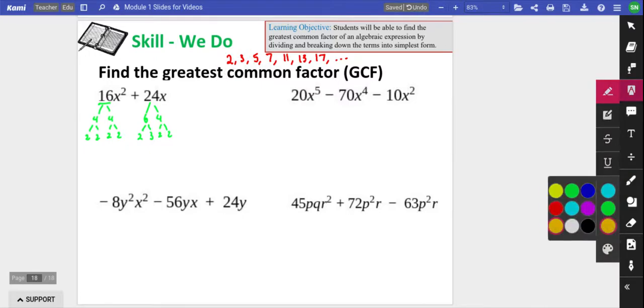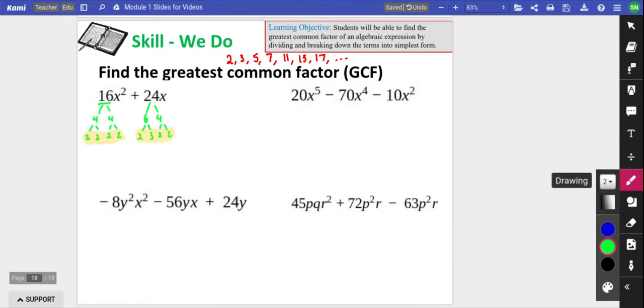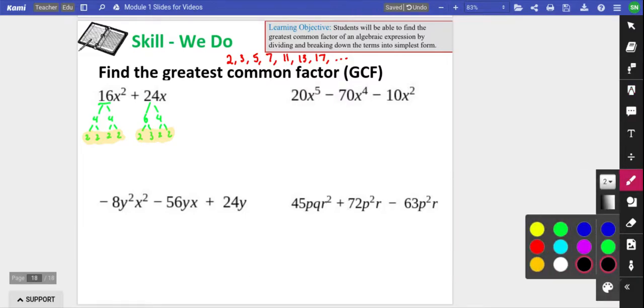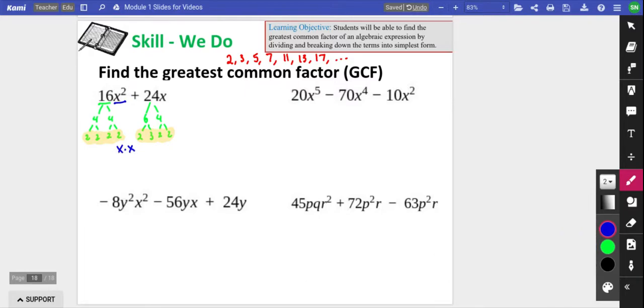Now, if you look at the numbers at the end, right here, those are called the leaves. Those cannot be broken down any further. We will be doing the same thing for the letters. We have x squared. X squared means we have x times x. The exponent lets you know how many x's we have. The next one is just x, no exponent. That means that we only have one x.